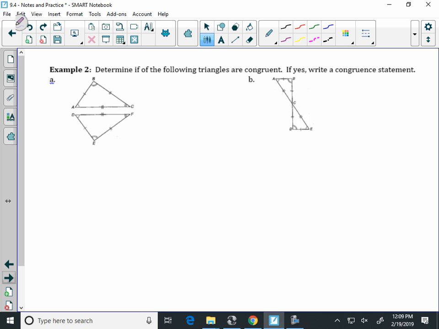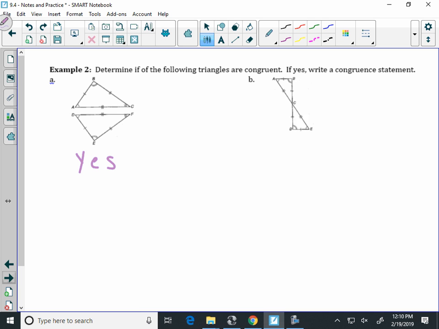To take a look at some examples, we want to determine if the following triangles are congruent. If they are, write a congruent statement. And we just said in order for triangles to be congruent, all 3 sides and all 3 angles have to match. Well, I'm going to look. This side has 1 tick mark. That has 1 tick mark, so they match. 2 and 2, 3 and 3. Same thing with my angles. 1 arc, 1 arc, 2 arc, 2 arc, 3 arc, 3 arc. So looking at that, do all the sides and angles match up? Yes. Can we say that these triangles are congruent? Yes.